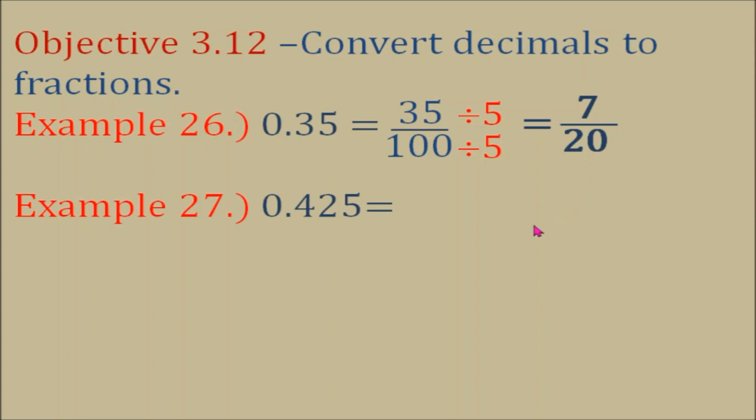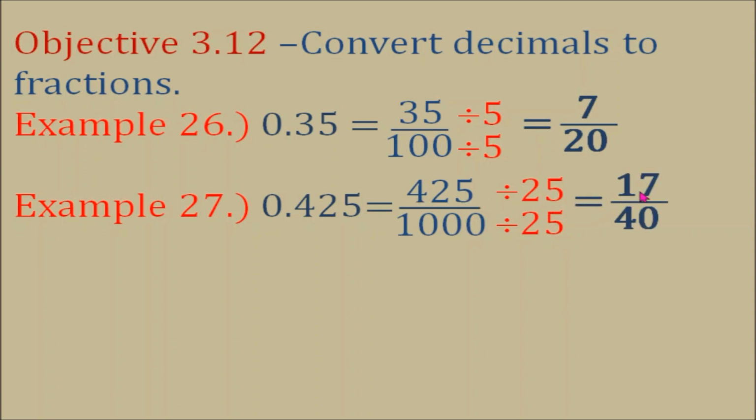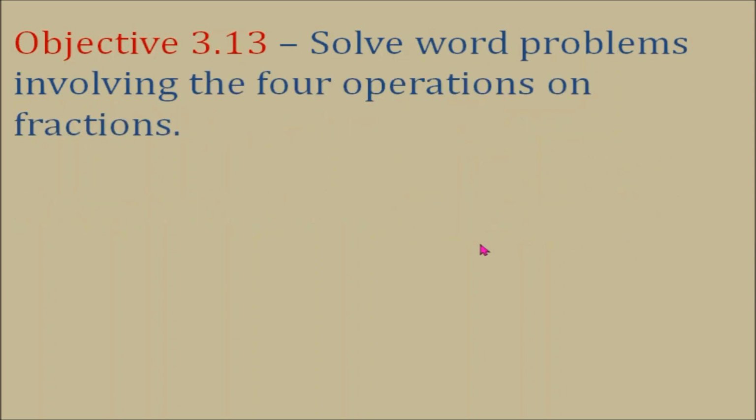Example number 27, 0.425. So we have 3 decimal places here. So that would mean our denominator is 1000. So we have 425/1000. However, we can still simplify 425/1000 by dividing both the numerator and the denominator by 25. So 425 divided by 25 is 17, and 1000 divided by 25 is 40. So this is our answer, 17/40.